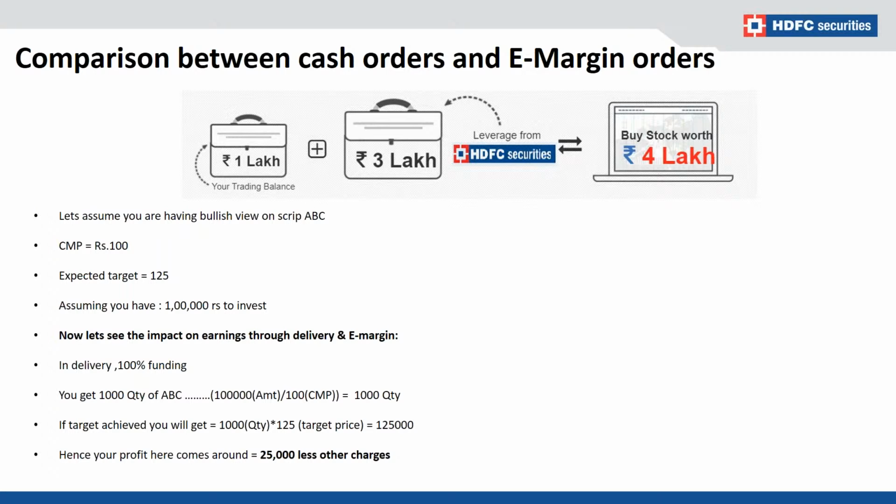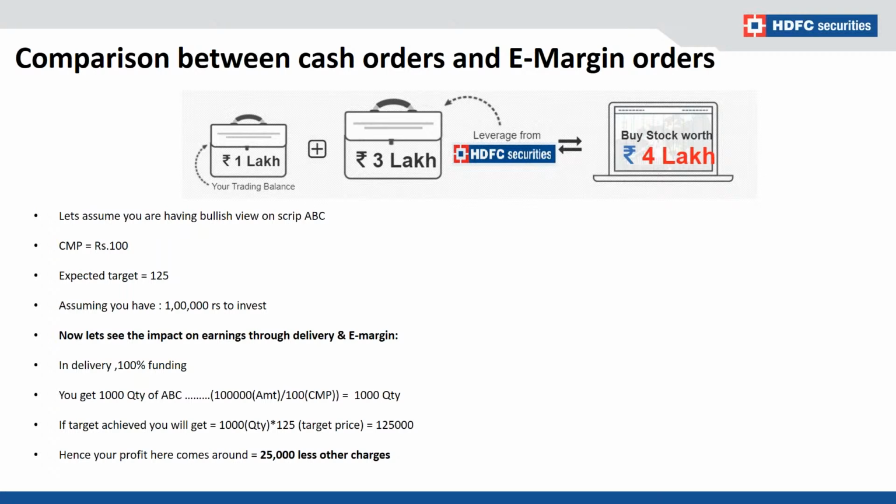In case the target reaches 125, 1000 into 125 becomes 1,25,000. Here the profit comes to 25,000, that is the gross profit. Hence profit comes around 25,000 minus the brokerage minus the government taxes. So it would be a nominal profit. I would say invested 1 lakh, earned 1,25,000, that is 25,000 minus the charges, that would be the net profit for the customer.